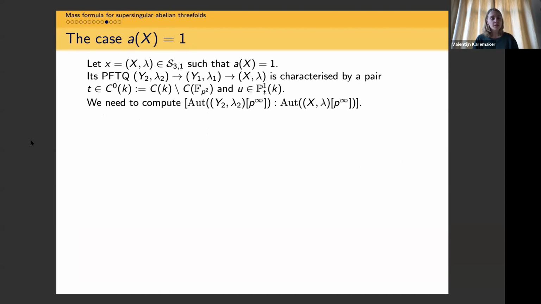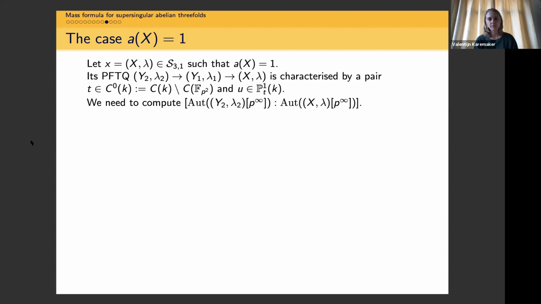So here, now we start with a threefold that has a number 1. So its FPTQ is again characterized by a pair TU. And now we know that T is not defined over Fp squared. So it's in the C naught of K notation. And since now the minimal isogeny was given by the full flag type quotient, the index that we need to compute is that of x inside y2.